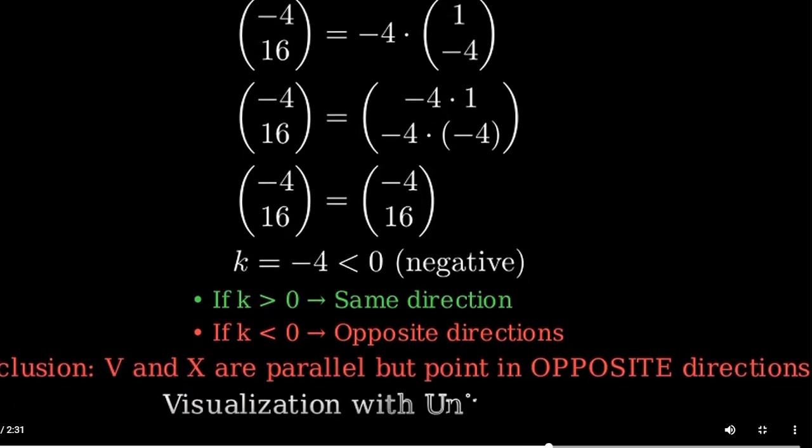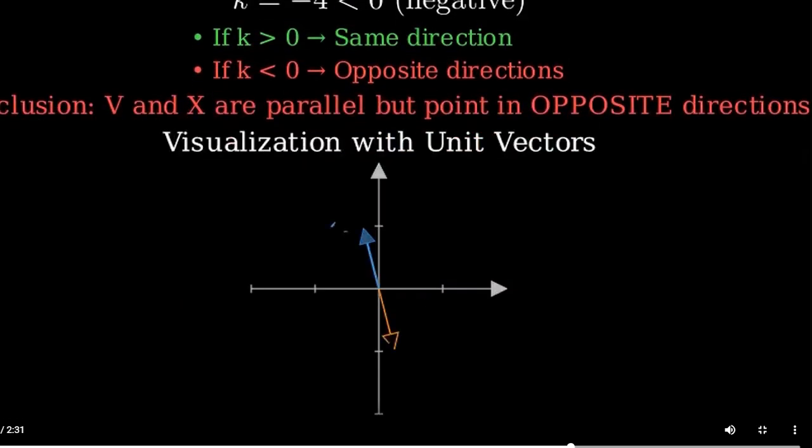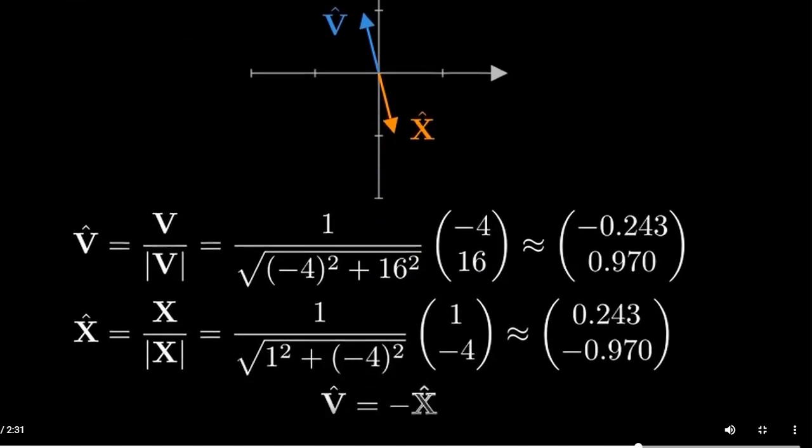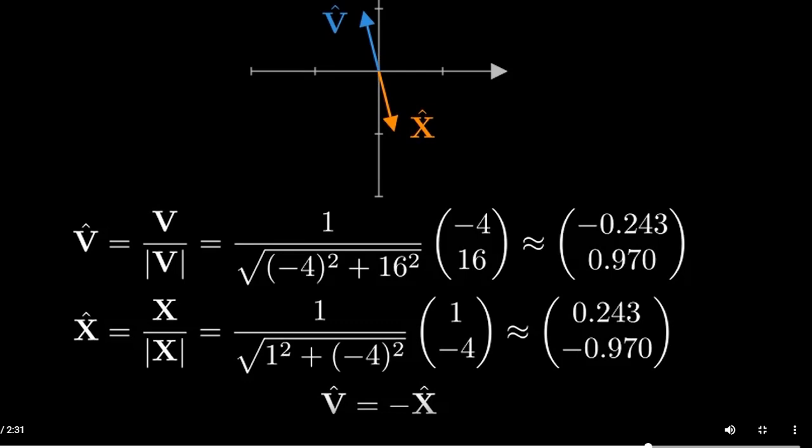Another way to understand this is by looking at the unit vectors. A unit vector has a magnitude of 1 and points in the same direction as the original vector. We can convert any vector to a unit vector by dividing it by its magnitude. When we calculate the unit vectors for v and x, we'll see that they point in exactly opposite directions.